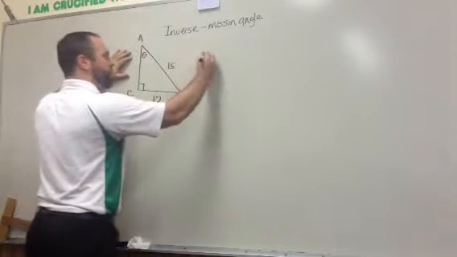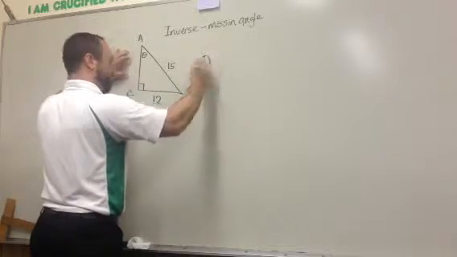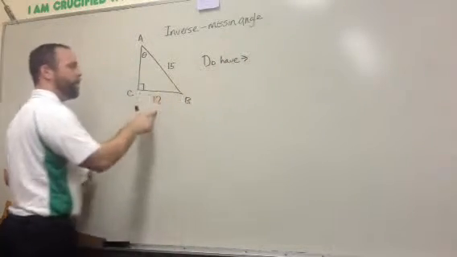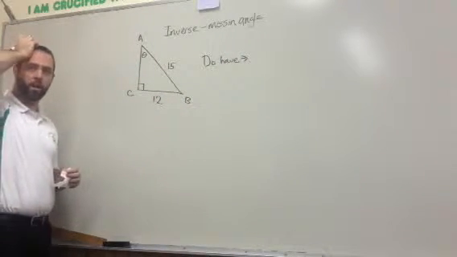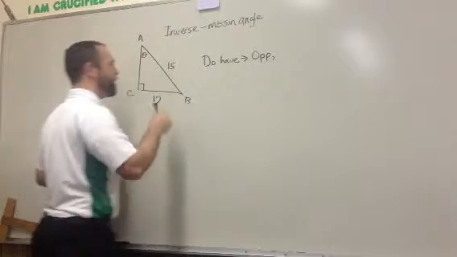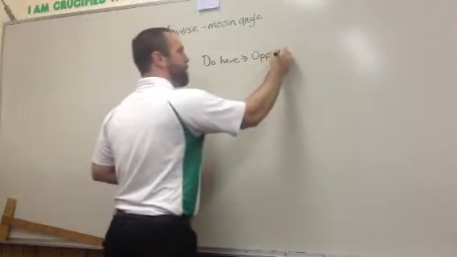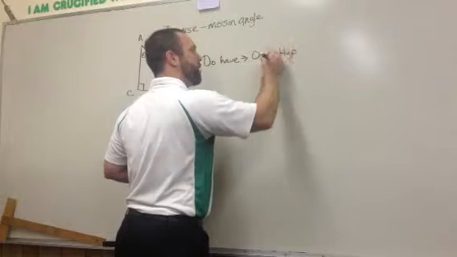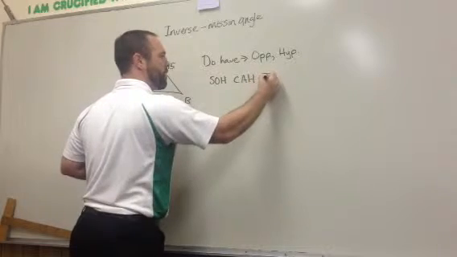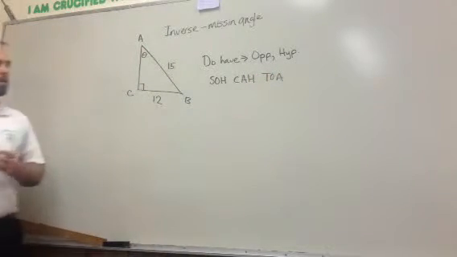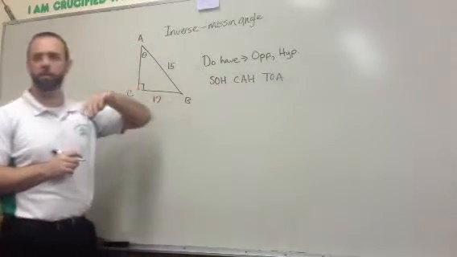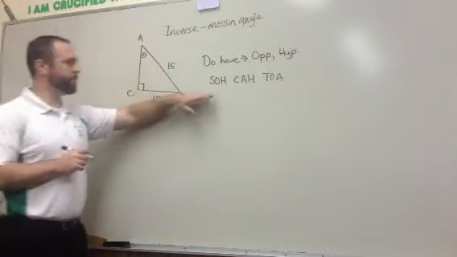Okay, we do have... 12 is the opposite side of theta. Yes. And we do have, we just said it earlier, the hypotenuse. So now we ask ourselves, which one of these do we use? Which one deals with the opposite and the hypotenuse? The sine, right? The sine, okay?